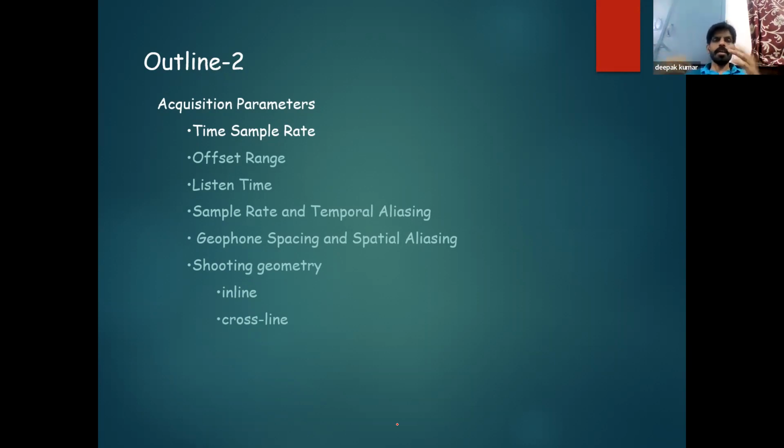And why is it important to take care of the sampling rate? Because there is a concept of aliasing, and the Nyquist frequency.